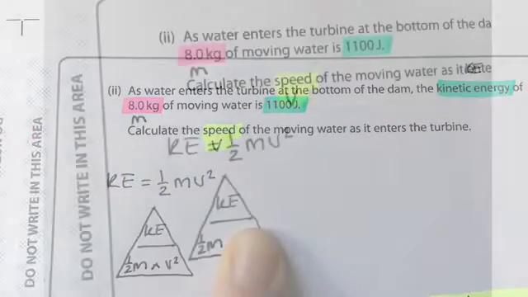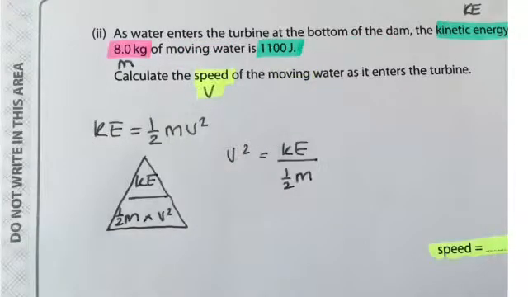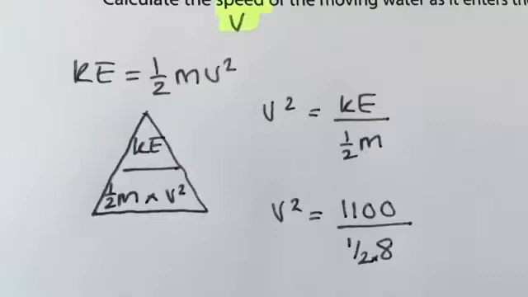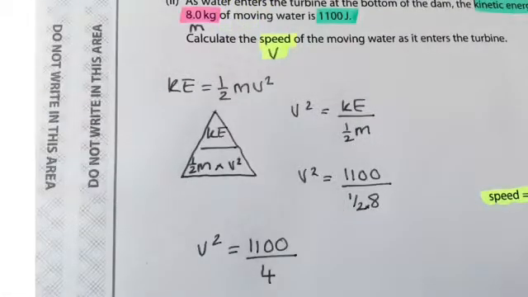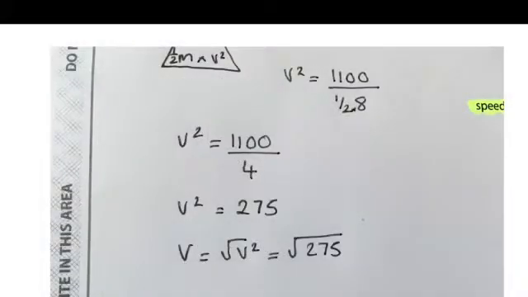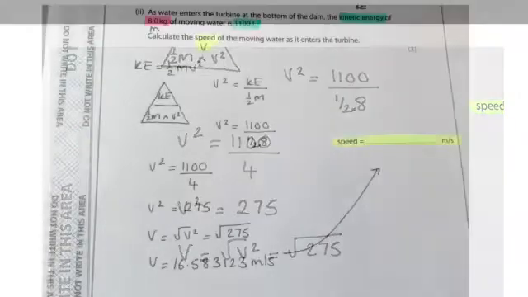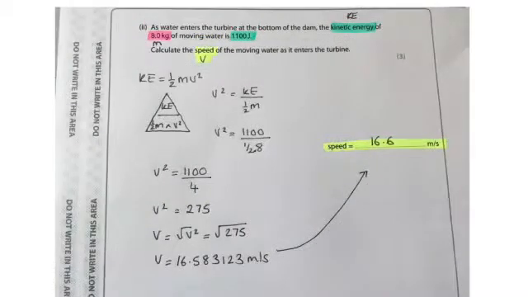Covering over the velocity squared, I can work that out if I do kinetic energy divided by a half of the mass. That will work me out velocity squared. So, substituting in the numbers from the question, I have 1,100 divided by a half of 8. Now a half of 8 is 4, so that's 1,100 divided by 4. So v squared is equal to 275. To find v, I need to square root v squared. So the square root of 275 rounds to give me 16.6 metres per second. And that's the answer I put to finish the question.